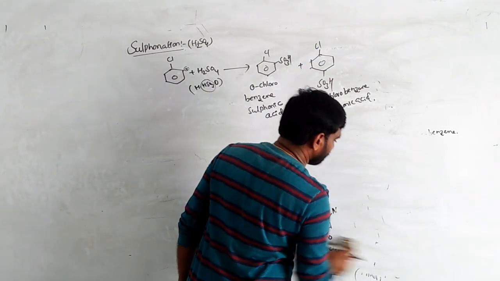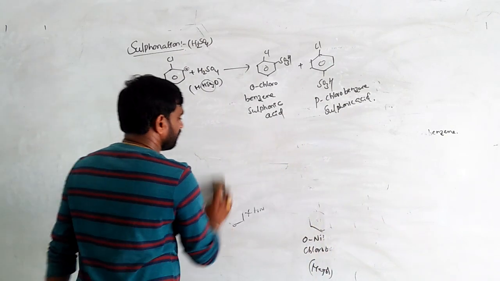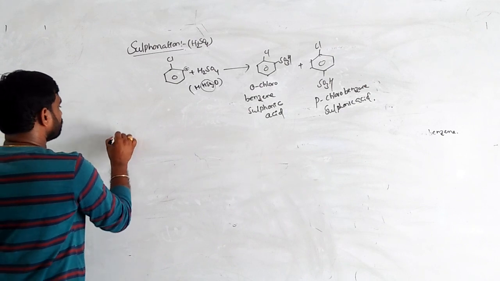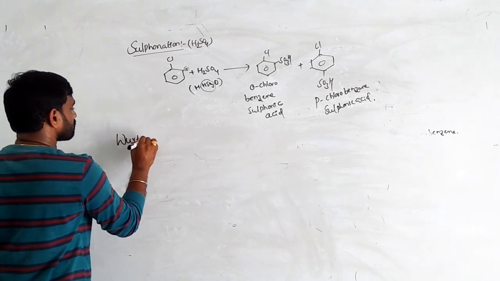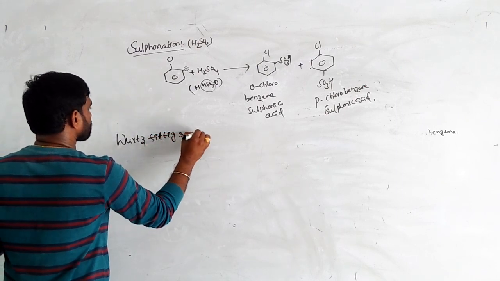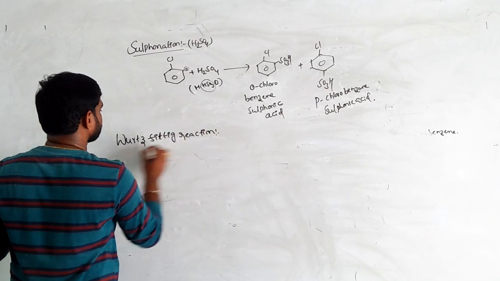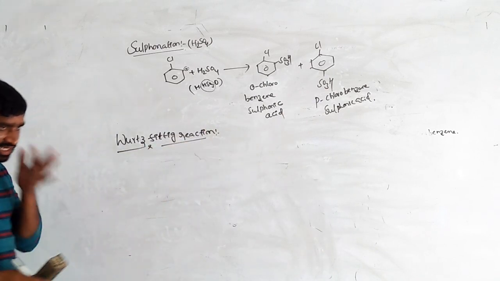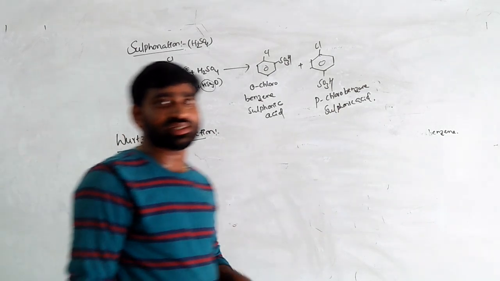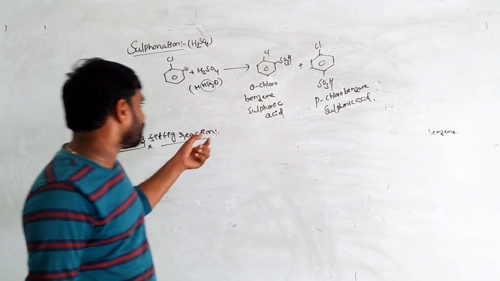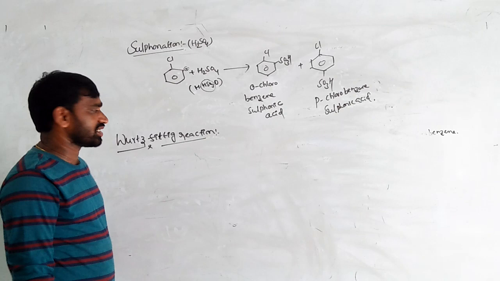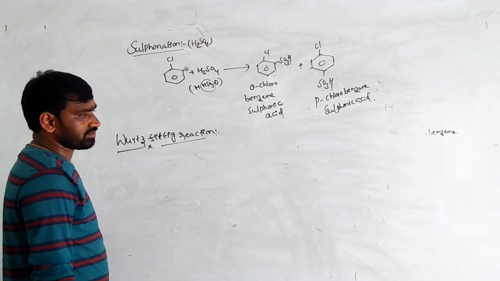The next reaction is a very important reaction for exams, 2 marks or 4 marks. Wurtz-Fittig reaction. Wurtz-Fittig reaction means a mixture of alkyl halide and aryl halides reacts with sodium metal in presence of dry ether to form biphenyls. This reaction is known as Wurtz-Fittig reaction.